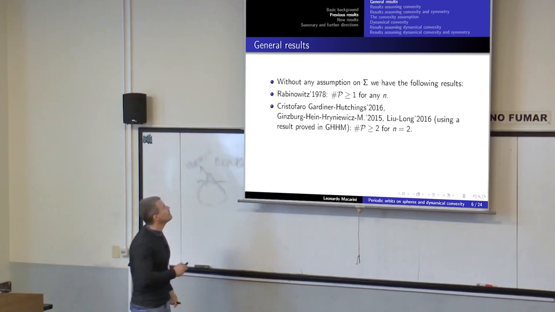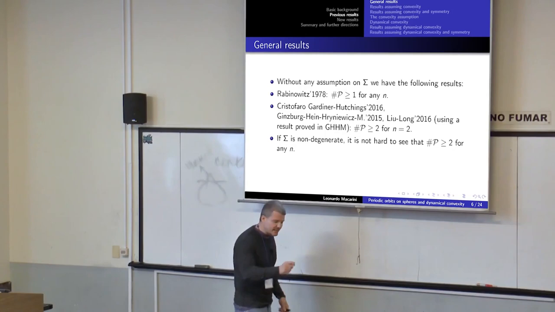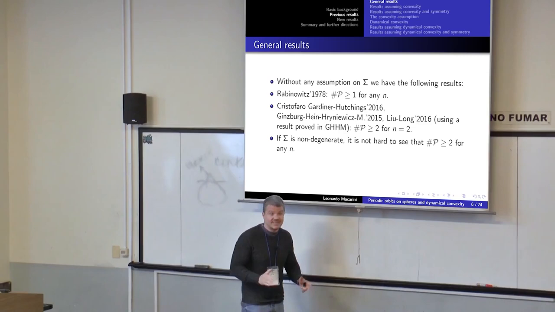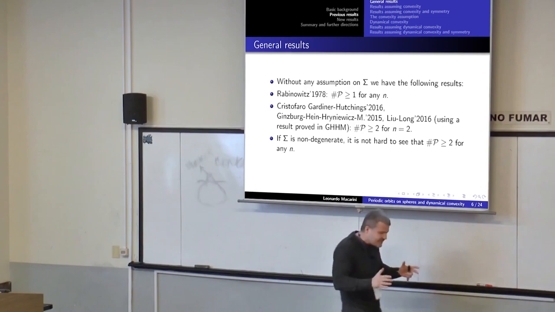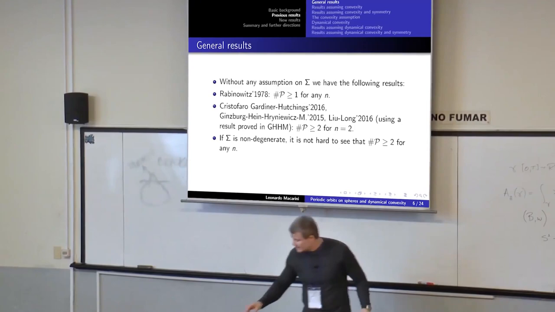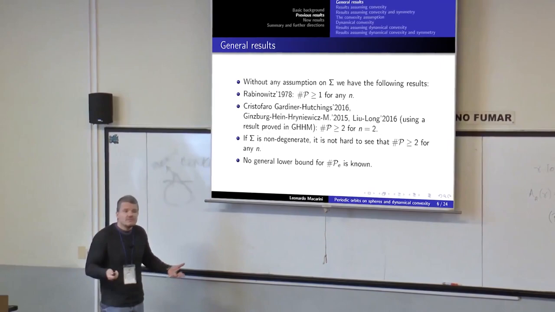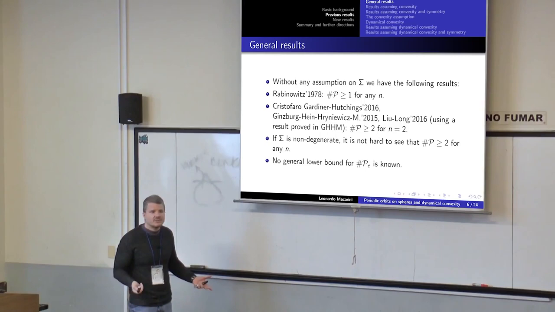When sigma is non-degenerate, namely, you remember, the linearized return map does not have eigenvalue 1, then it's easy to see that you have at least two periodic orbits in any dimension. Okay. But you see, in general, the difficult case is the degenerate case. And for the elliptic orbit, no general result is known. We don't know if you have at least one elliptic orbit in the general situation. We just don't know. Without assuming some generic condition.